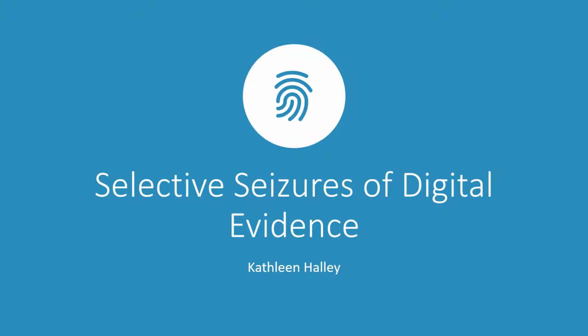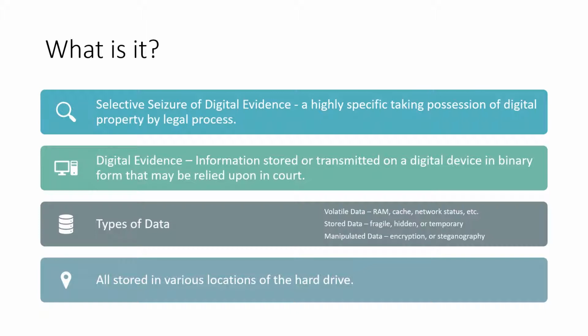And today I will be talking to you about selective seizures of digital evidence. What is it, you may be wondering? It's a highly specific taking possession of digital property by a legal process. So digital evidence specifically is the information stored or transmitted on a digital device in binary form that may be relied upon in court. So there are different kinds of data, and three main types of data that we do talk about are volatile data, stored data, and manipulated data.